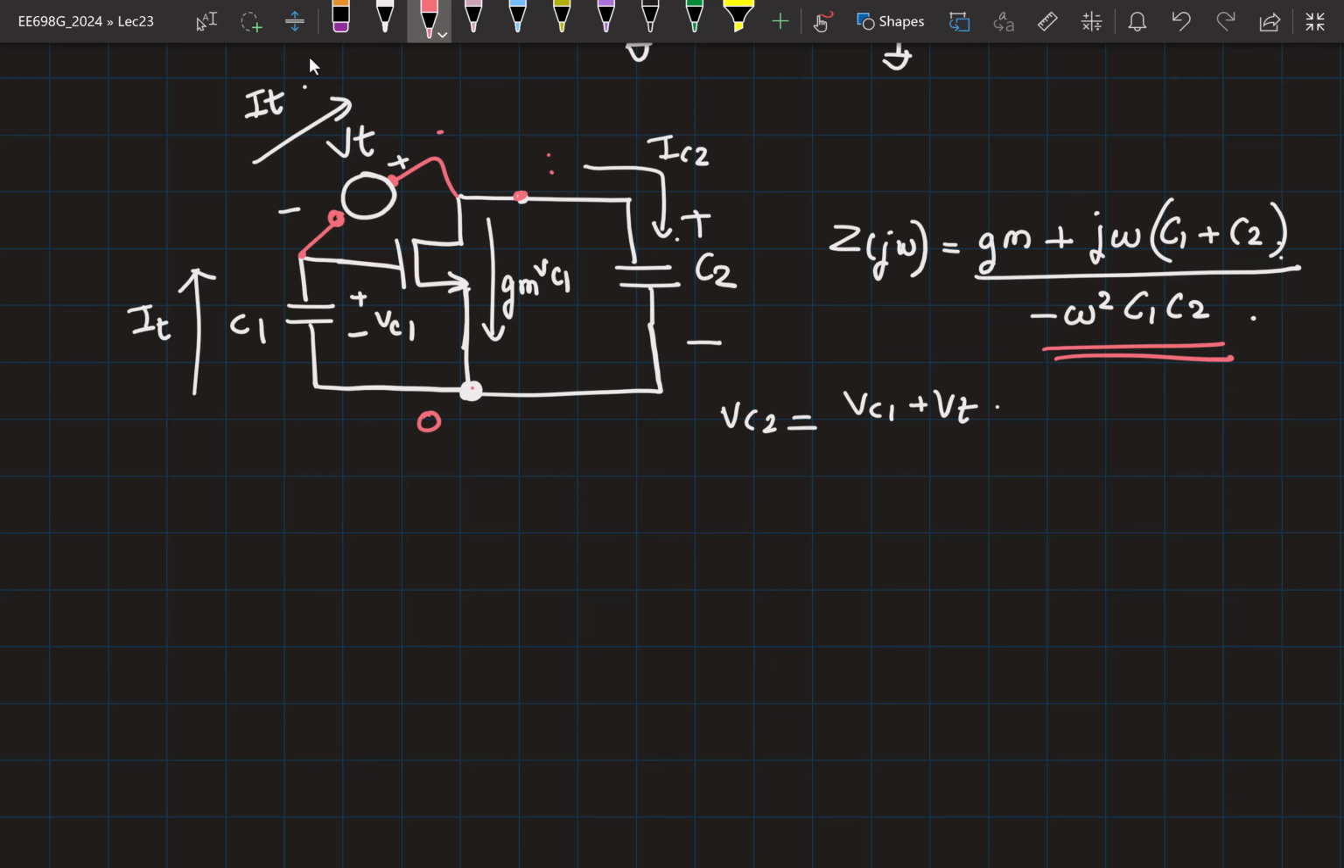So, can you make sense of this equation? You have given me an expression, but is there a way to rewrite it so that it becomes more intuitive? So, this is 1 by j omega C1, if you solve this portion, plus 1 by j omega C2 minus gm by omega square C1 C2. So far okay? Now what does this mean?